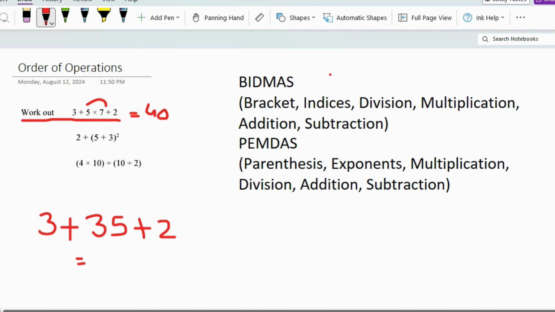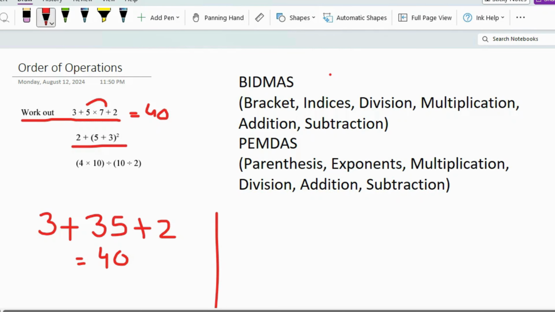If you were to add 5 plus 3 and then multiply it with 7, and add 2, it would give you a different answer, and that is not accurate. All right, now let's look at the next one. Question number 2. I'm just going to draw a line here so I can solve it here.